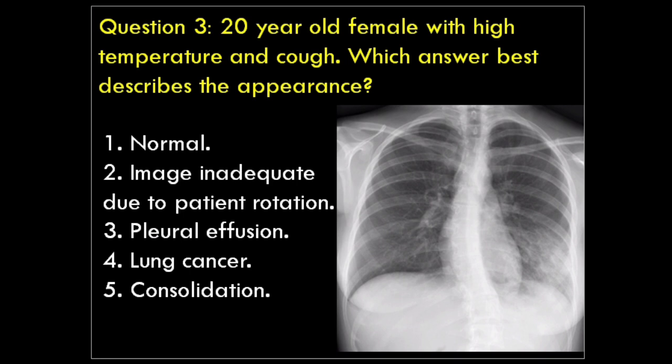Question 3. 20-year-old female with high temperature and cough. Which answer best describes the appearance? 1. Normal. 2. Image inadequate due to patient rotation. 3. Pleural effusion. 4. Lung cancer. 5. Consolidation.